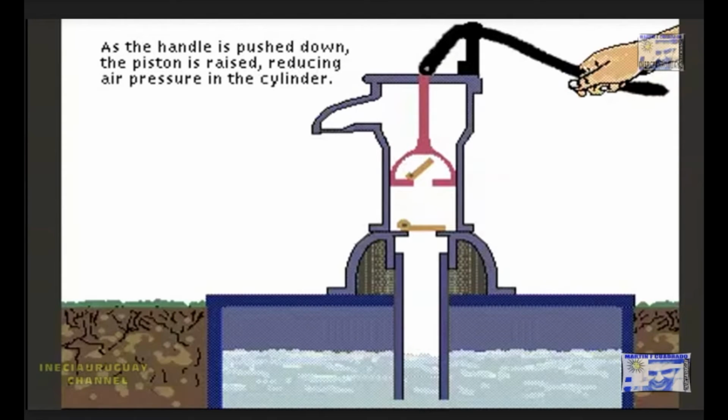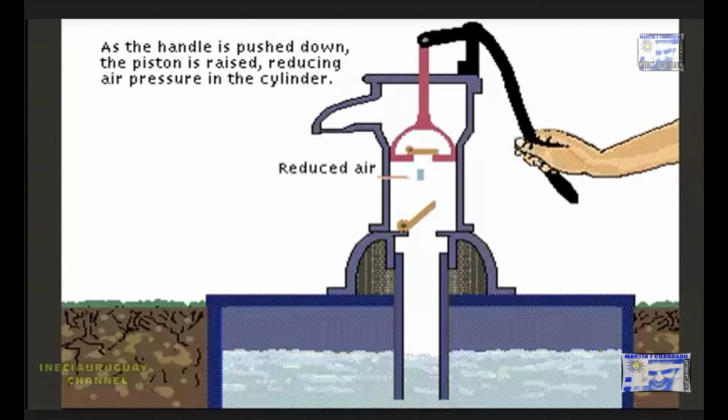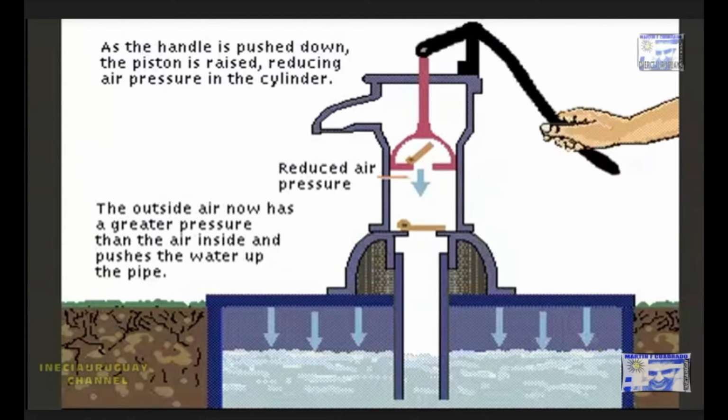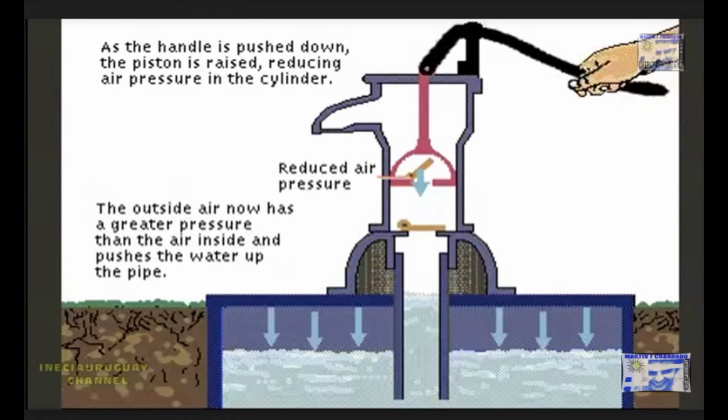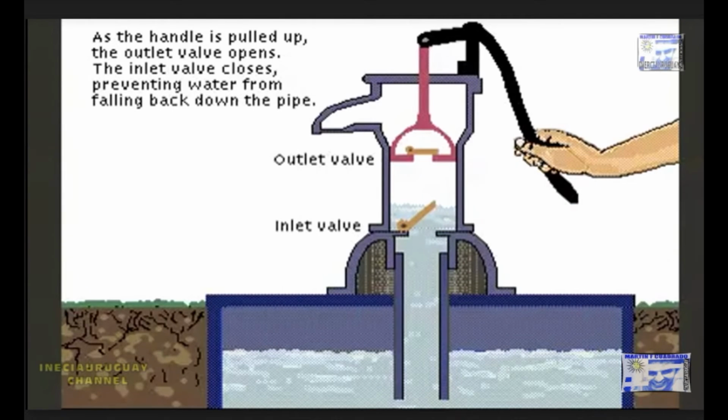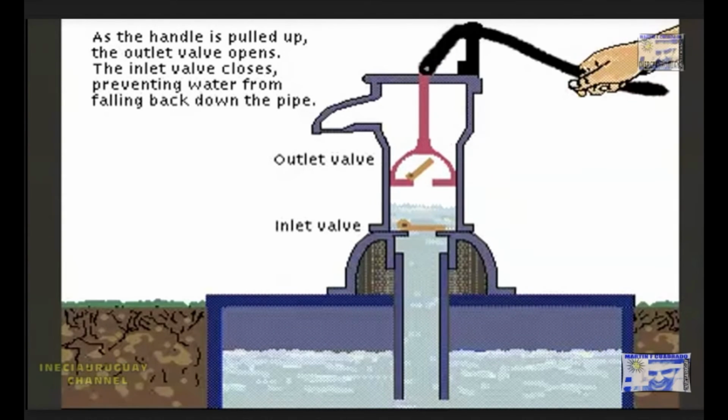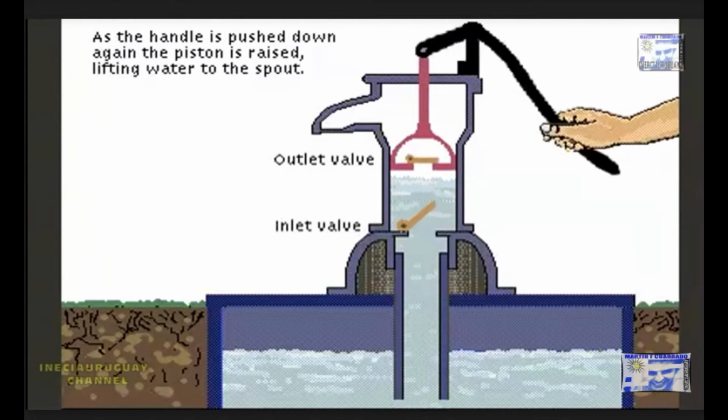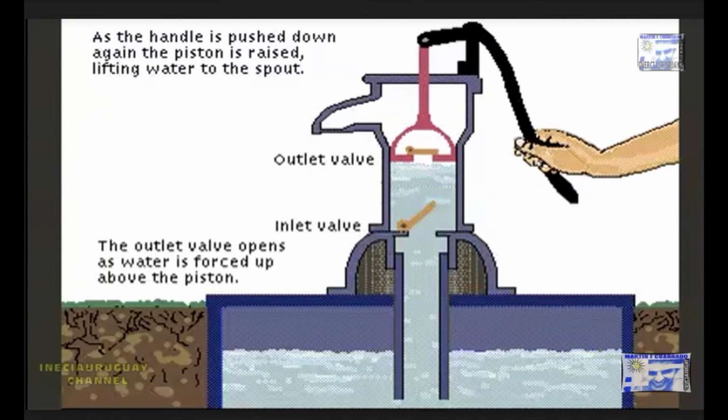As the handle is pushed down, the piston is raised, reducing air pressure in the cylinder. The outside air now has a greater pressure than the air inside and pushes the water up the pipe. As the handle is pulled up, the outlet valve opens, the inlet valve closes, preventing water from falling back down the pipe. As the handle is pushed down again, the piston is raised, lifting the water to the spout.